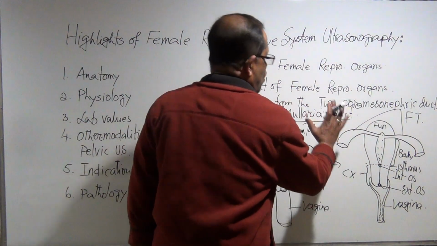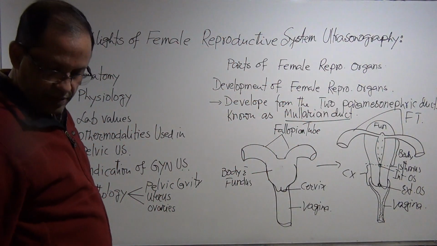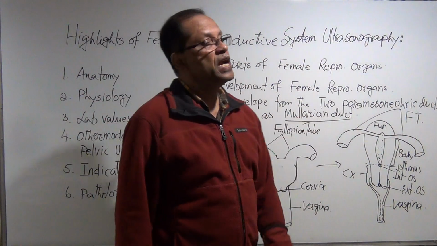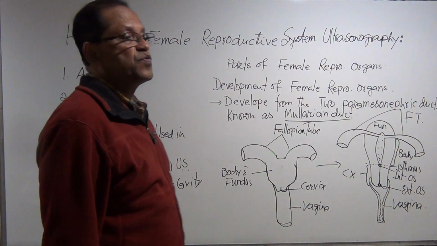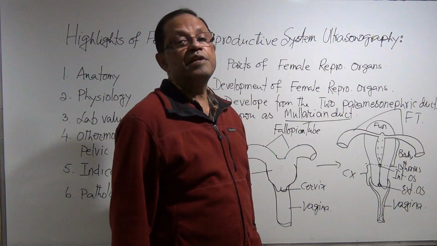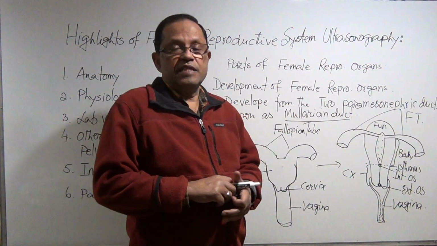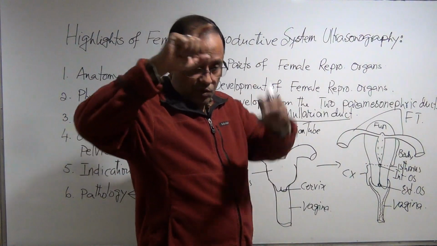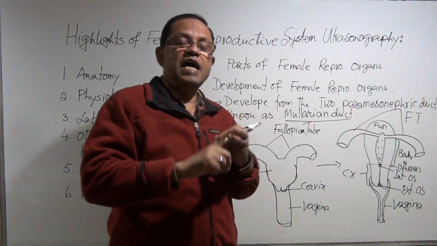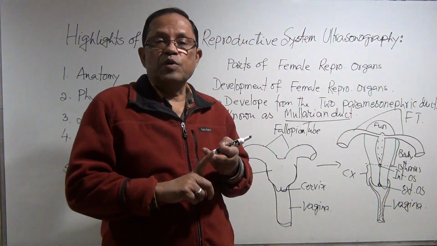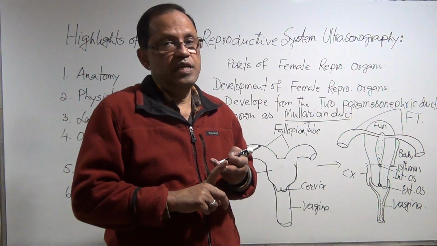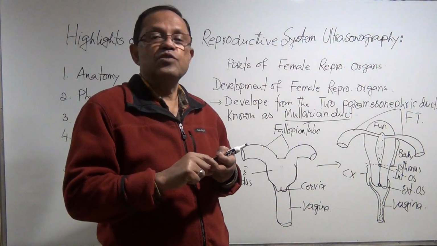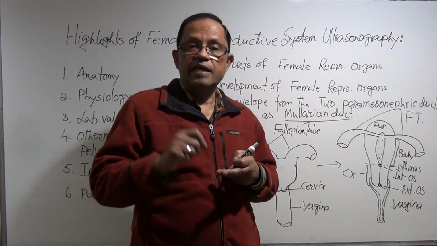Now you look here that the ovary is not included, because the ovary does not arise from the Mullerian duct. The ovary arises from the gonadal ridge. The gonadal ridge comes from the sex cord, and the gonadal ridge has a cortex and medulla. The cortical part of the gonadal ridge gives rise to the ovary, and the medullary part gives rise to the testis. The gonadal ridge also gives rise to seminiferous tubules and rete testis.